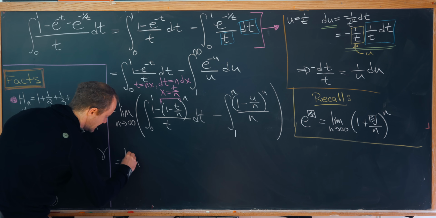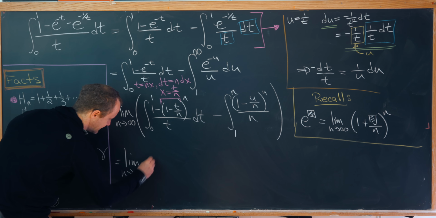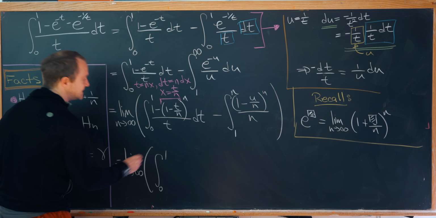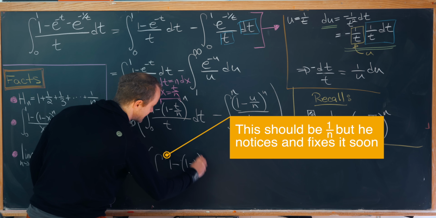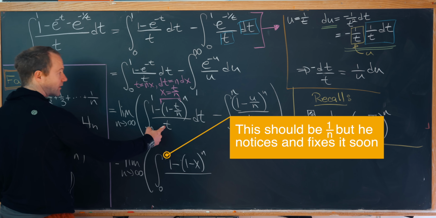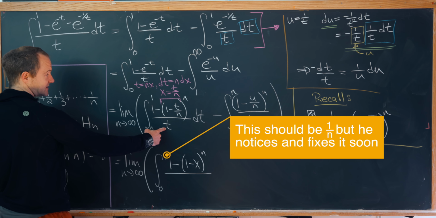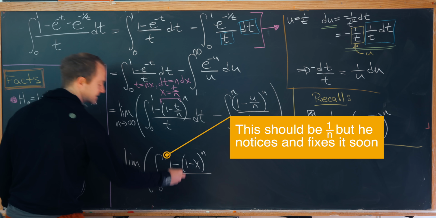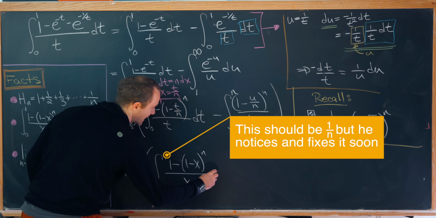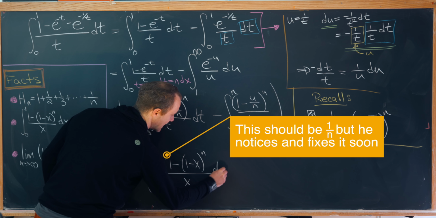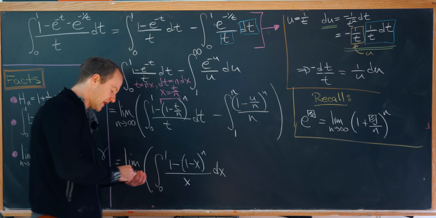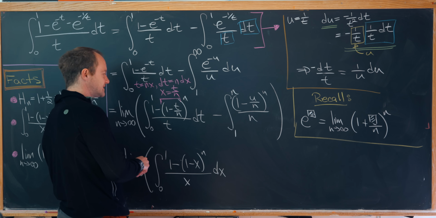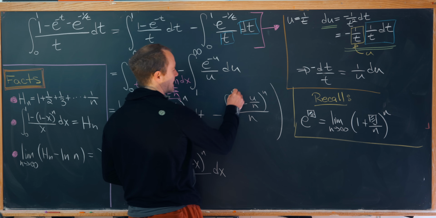We have the limit as n approaches infinity. We have this integral from 0 to 1 of (1 minus x) all to the n power over, well, this is n times x, and this is n dx. So those n's cancel. So we have x and then dx right here. Okay, so that's good. And then over here we'll do essentially the same substitution, but just with different letters.